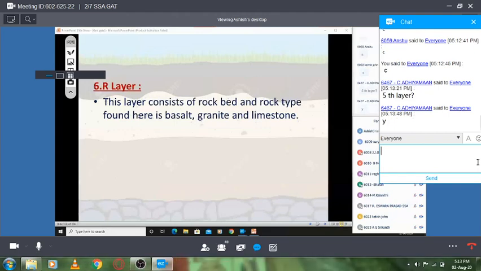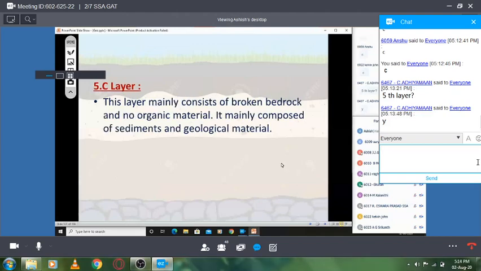Basalt and limestone, it is present in our soil. This is all about our sixth layer. Let's go to the next one, the fifth layer.